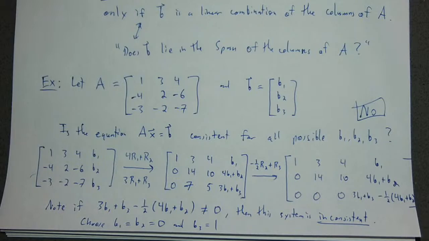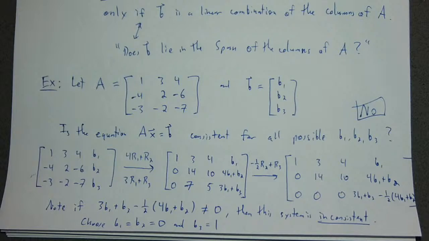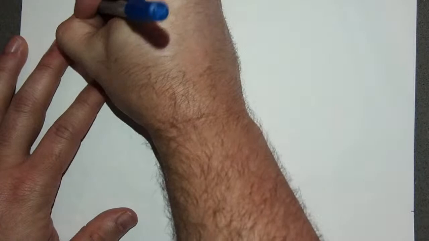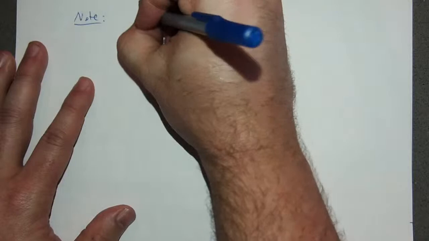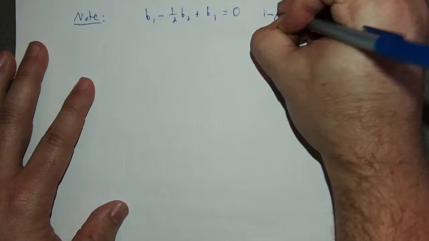Okay, so this is an example of what's going on. Of course, I could even say, when is this consistent? Well, it's consistent whenever this quantity is equal to zero. And what does this describe geometrically, as I was just saying? It describes a plane, right? So note, if I simplify, b sub 1 minus 1 half b sub 2 plus b sub 3 is equal to 0. I think that was the simplification of this, so let's see here.